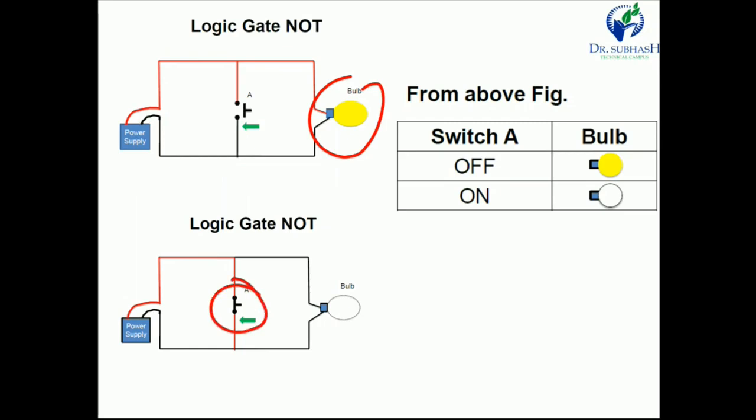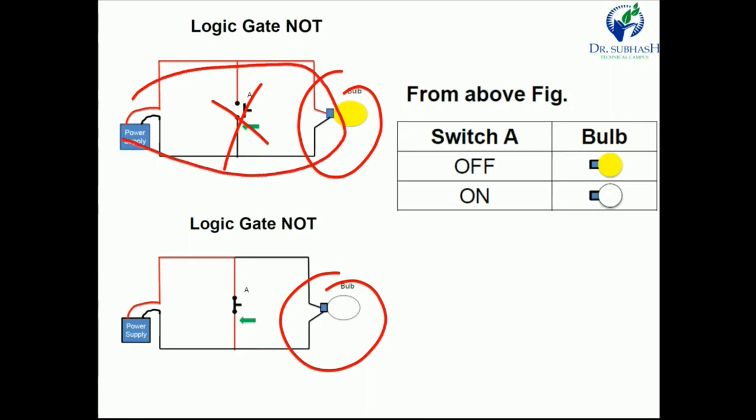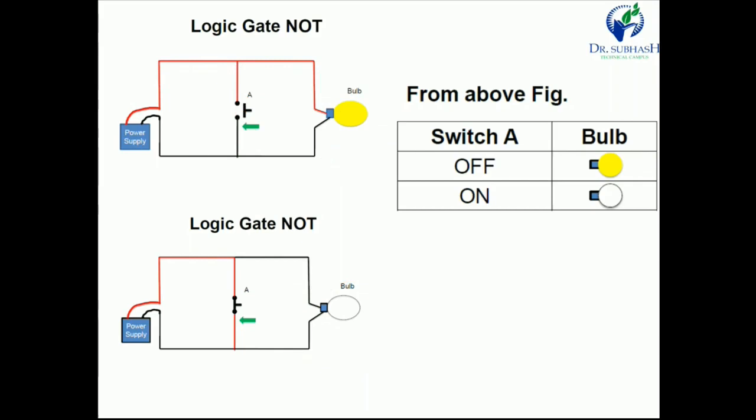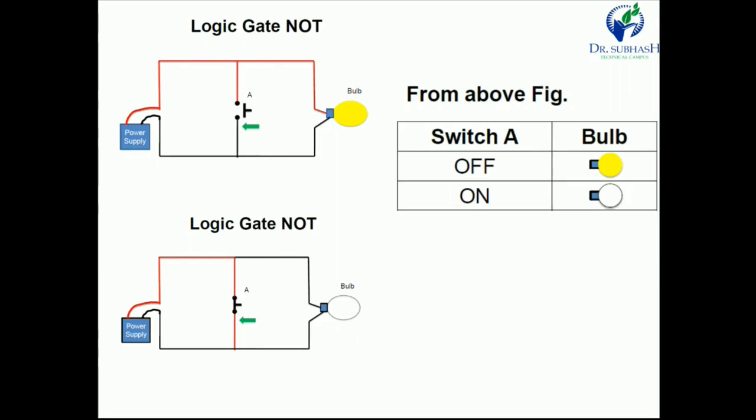Whenever the switch is closed, then the bulb is off, because the path goes from the supply through the switch back to the supply, which means there is no current in the bulb. So the bulb is in off mode. Here the bulb is in on mode because there is no path through the switch, so the total current will flow through the bulb and the bulb becomes on. So we can say that when switch A is off, the bulb is on, and when switch A is on, the bulb is off. These are the two different conditions: whenever the switch is off, the bulb is on, and whenever the switch is on, the bulb is off.